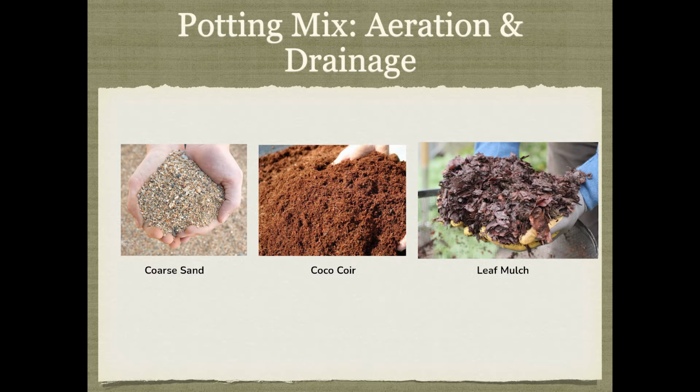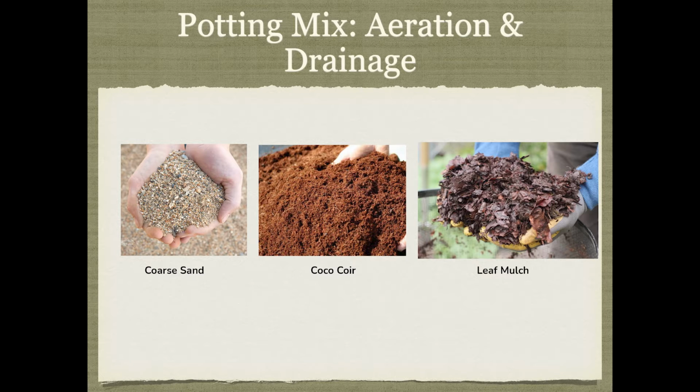Aeration and drainage. Coarse sand is one that can help, especially if you have super high clay soil, like really high clay content. You've probably filled a black bucket at some point with native soil, and it doesn't drain and it becomes like a brick. You need a little bit more drainage, so sand can help with that, like a coarse sand. You can use coco coir. That's the byproduct of coconut, the husks.